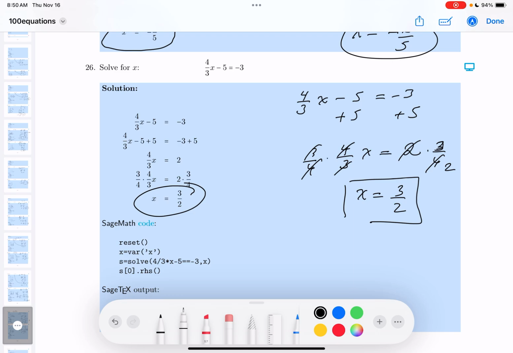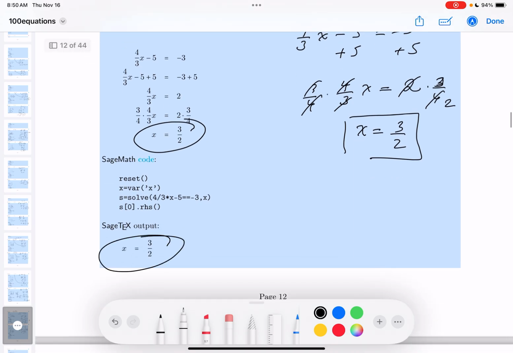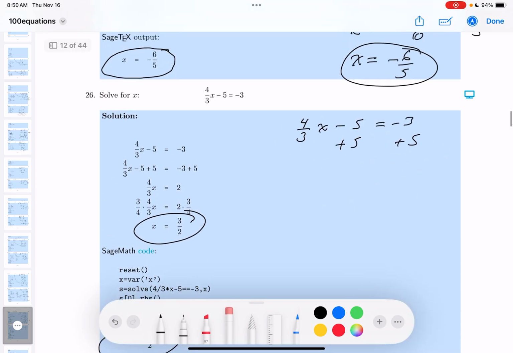Let's talk about another way of doing it. Before I do that, I want to point out that Sage also says 3/2. So there's another way of doing the problem. And again, your mileage may vary. You may say, I want to do it this way or that way. Be comfortable with whatever you're doing, by the way.